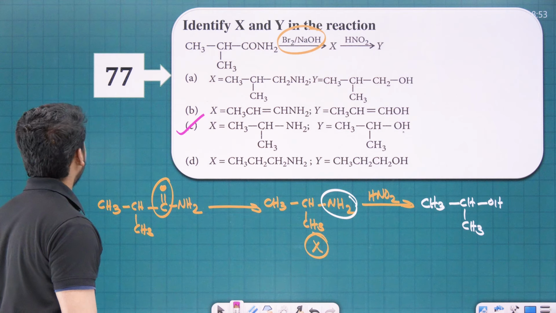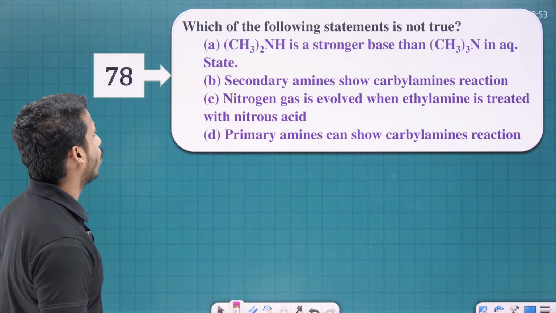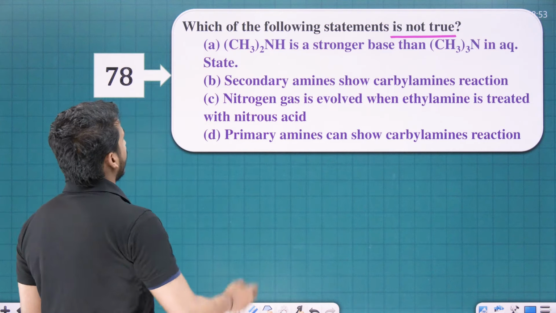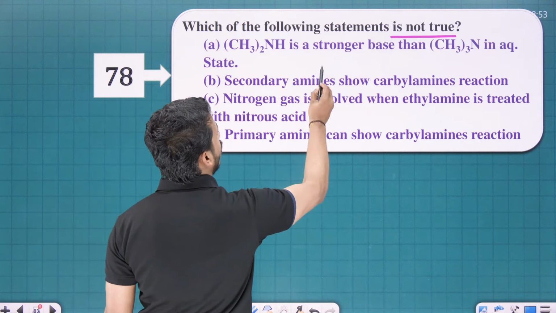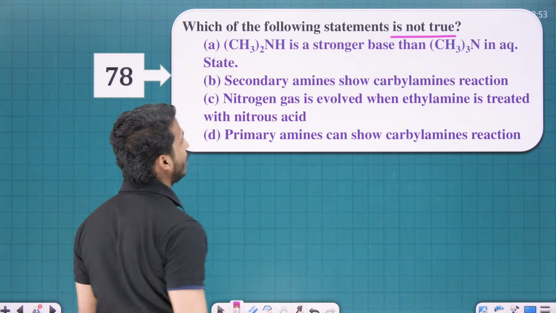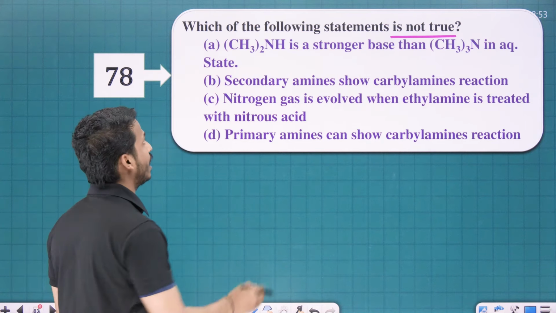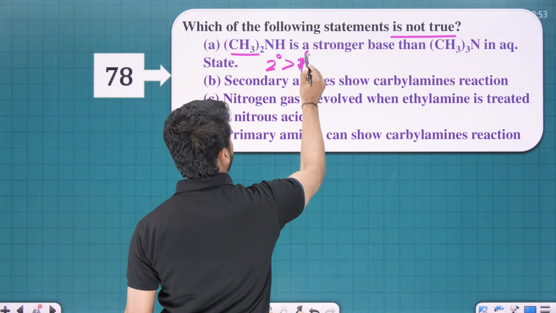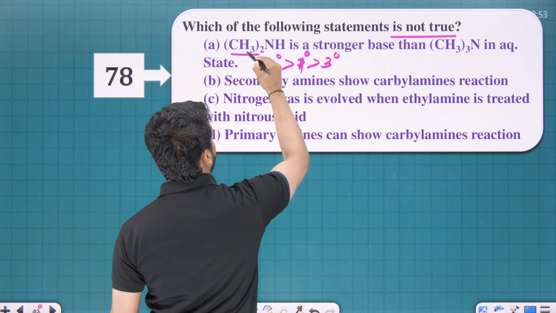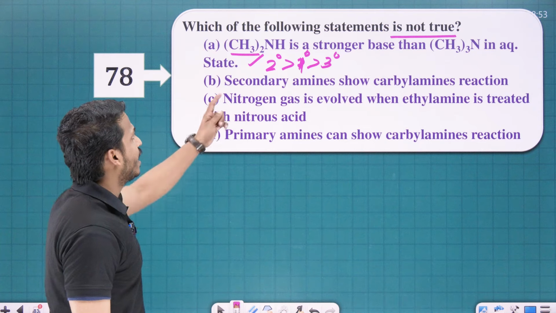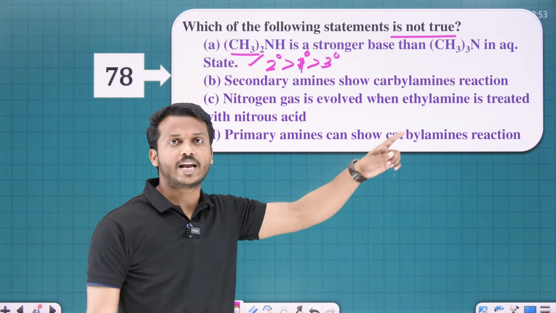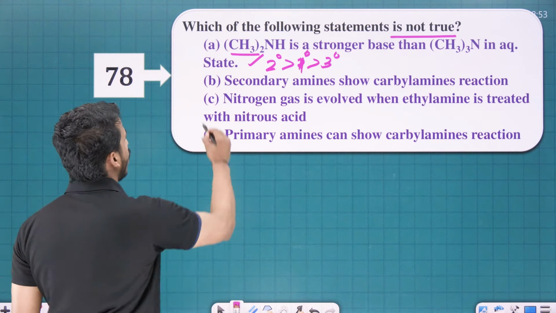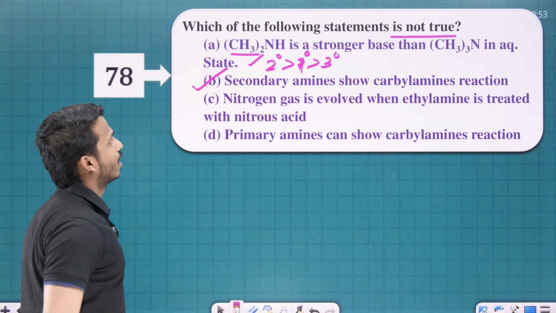That's it. Question 78. Which of the following statements is not true? First, dimethylamine is a stronger base than trimethylamine in aqueous state. In aqueous state, we studied that if methyl is present, secondary, primary, tertiary is the order. Yes, this is secondary, correct. Secondary amine shows carbylamine reaction? No, carbylamine reaction is only given by primary amine. So option B is the correct answer, right?